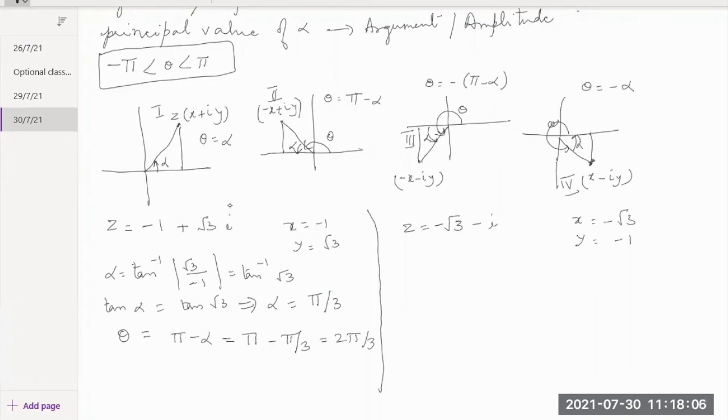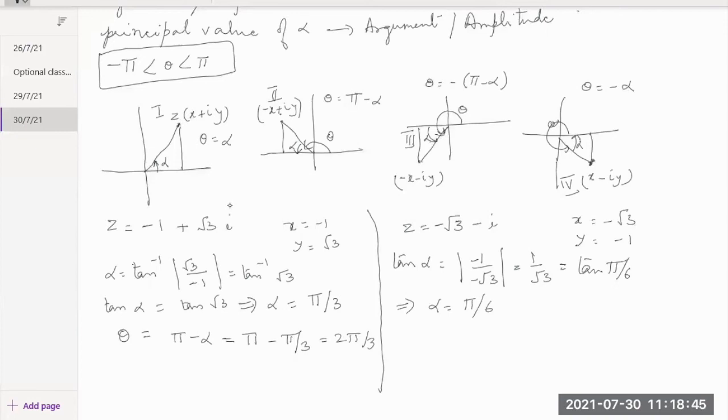So first let's get alpha. Tan alpha is y by x. Y is minus 1, x is minus root 3. This gives you 1 by root 3. Now you know that 1 by root 3 is the standard value of tan at 30 degrees, that is tan pi by 6. So you can write alpha directly as pi by 6. You got the value of alpha.